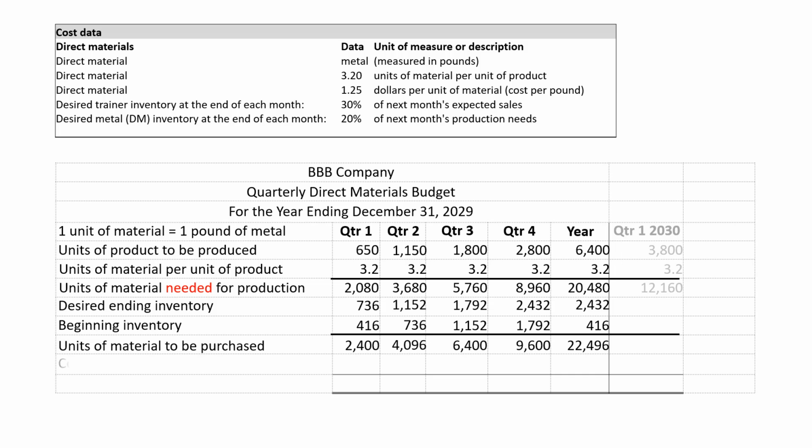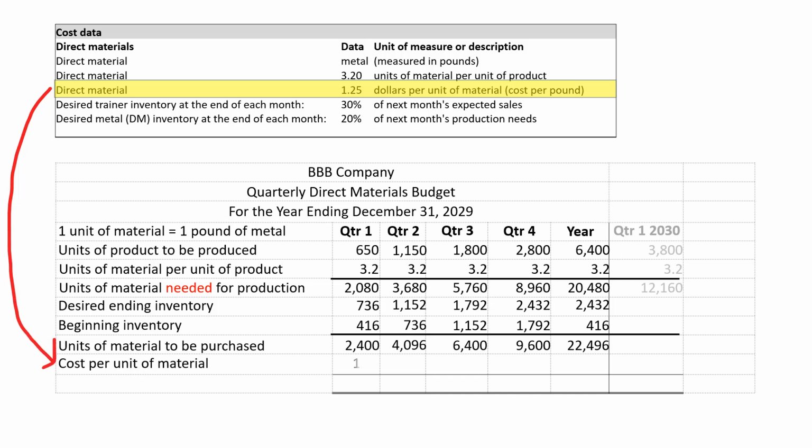So the next line label is cost per unit of material. We are told that the metal costs $1.25 per pound, so we can enter this across the row. The final line is cost of materials to be purchased. When we multiply 2,400 pounds of metal to be purchased in Q1 times $1.25 per pound, we get $3,000. Turns out that the total expected cost of metal for the year 2029 is $28,120.